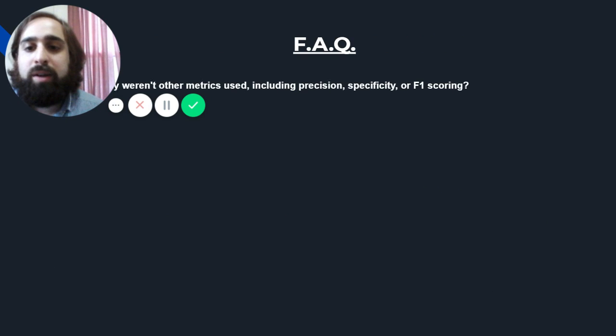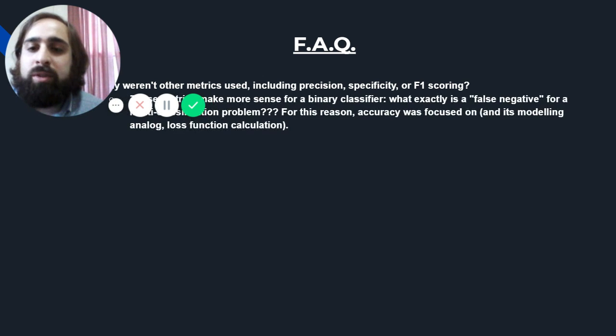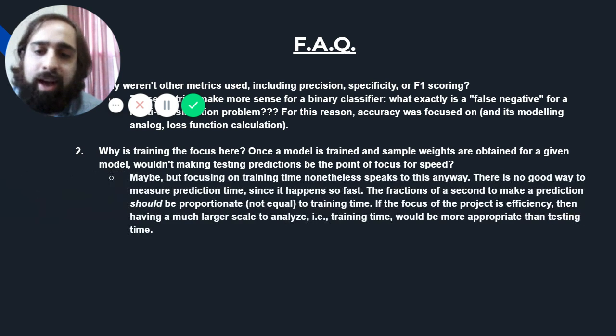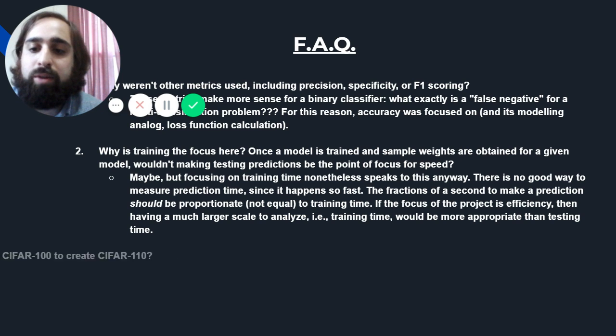Three quick questions that I wanted to mention. Why didn't I use other metrics? Why did I only focus on accuracy? They don't really translate all that well for a multi-classification data set. There's really no such thing as a false positive when you're looking at multi-classes. Second question is, why is training focused on here when you want to focus on predictions? Just to reiterate, I wanted to focus more on the company side that does have an interest in minimizing costs, minimizing training time and computational resources.